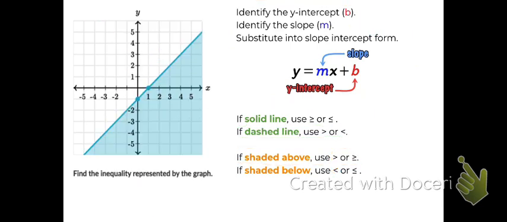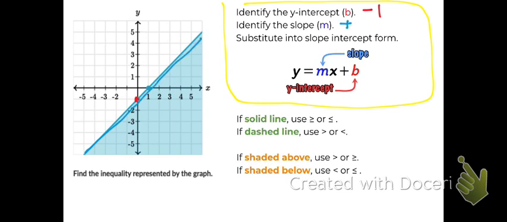Let's try one more. So again, first we want to come up with the equation of our line by first identifying the y-intercept, which is -1, and then our slope is rise over run. And this is a positive slope because it's going up, so it is positive, and we're going up 1 over 1, so 1 over 1, which is just 1. So now that we have our y-intercept and our slope, we put it into this format to write the equation of our line. So our slope is 1, and our y-intercept is -1.